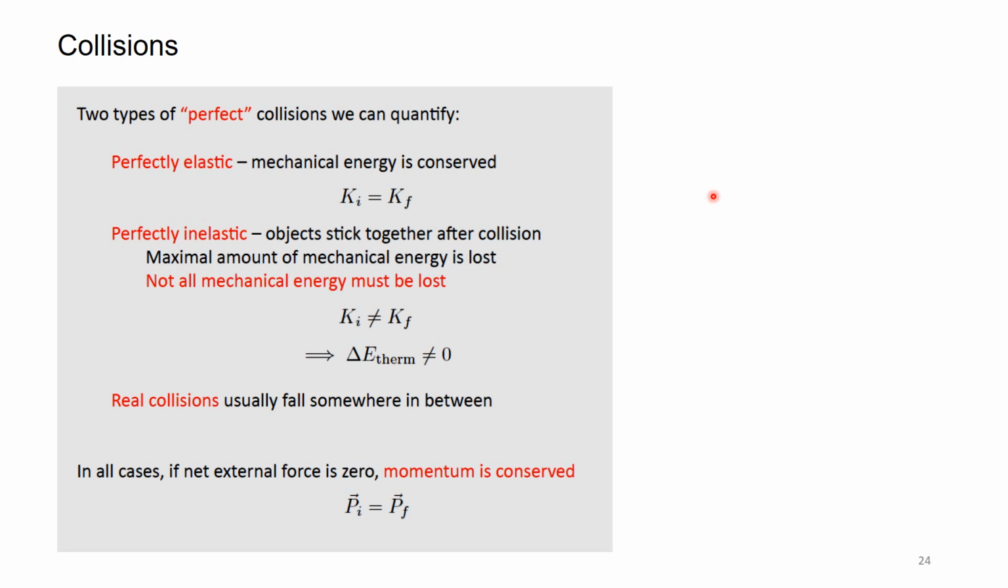All right, and then we have collisions. There is something called a perfectly elastic collision, where the mechanical energy is conserved. That means the energy of the objects that are colliding before and after are the same. There has been no energy loss anywhere else. It remains kinetic all throughout. And then there's something called a perfectly inelastic collision, where two objects collide and they stick together after collision. In that case, they lose maximum energy.